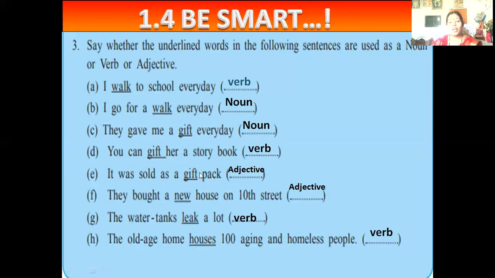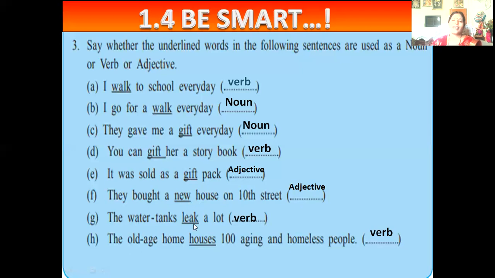You can gift her a storybook. In this sentence, gift is the action word, to give, so it is called a verb. It was sold as a gift bag. Here, the underlined word is gift, and it is a describing word, so this is an adjective. Next, they bought a new house on 10th Street. The house was new. It is a describing word, so it is an adjective.